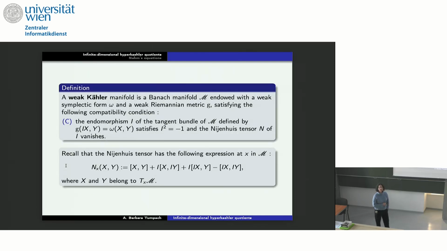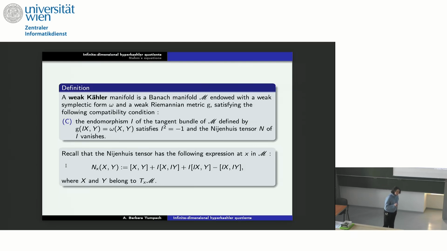So what is a weak Kähler manifold? A weak Kähler manifold is a Banach manifold in the Banach context, but you can make sense of this in the Frechet context or even beyond. So the definition is the following. You have a Banach manifold with a weak symplectic form, and now I think everybody knows what weak means. It means in particular that you have just an injection from the tangent bundle of M into the cotangent bundle using this symplectic form. And there is also a weak Riemannian metric, and weak means exactly the same. You just have an injection from the tangent bundle into the cotangent bundle through the metric.